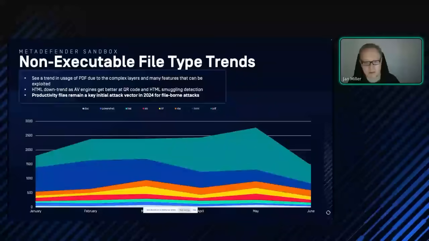We also saw some HTML smuggling throughout the year and a lot of QR code usage. So our Sandbox technology has really been focusing on analyzing these more sophisticated attacks. In terms of HTML, we can render that in the browser and then perform image analysis on the rendered HTML.